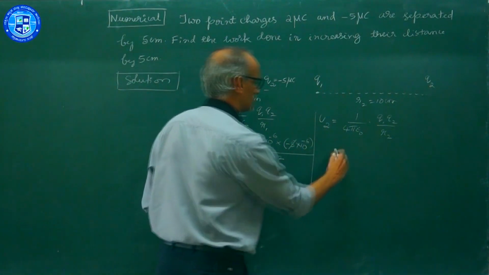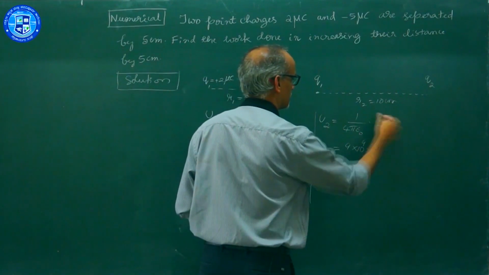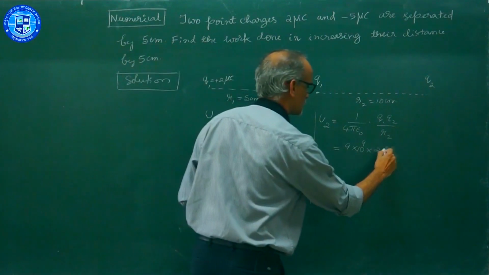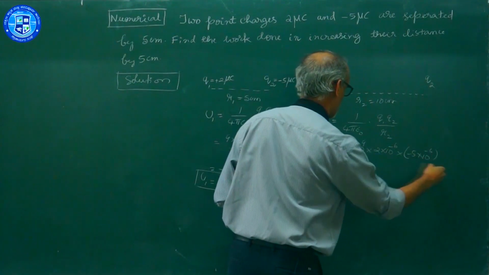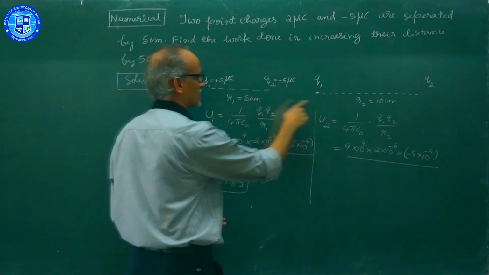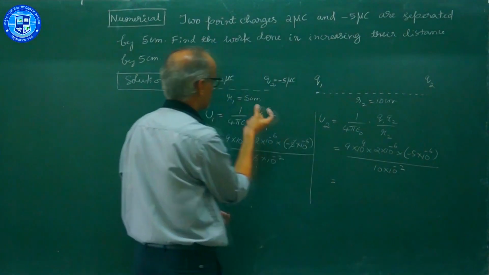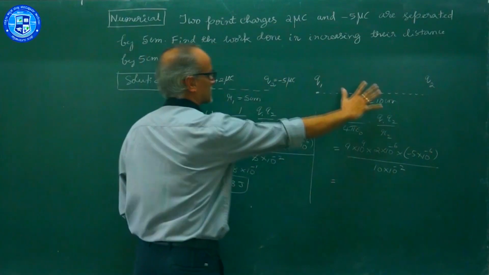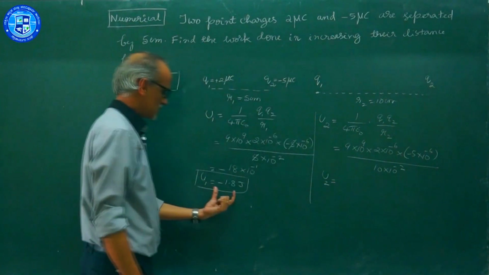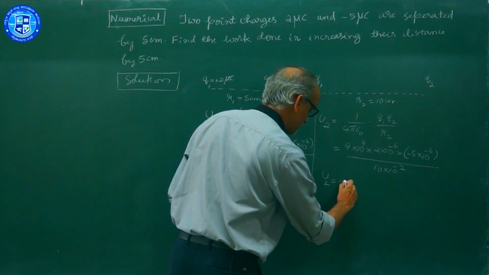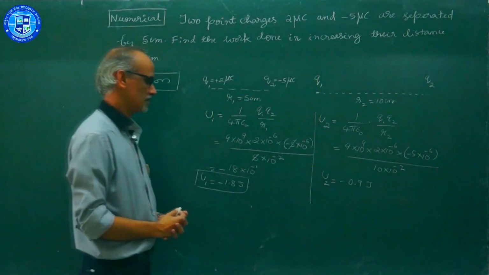Let us calculate the new energy. That is 1 by 4 pi epsilon naught, 9 into 10 to the power 9, into the product of the charges, which is 2 into 10 to the power minus 6 into minus 5 into 10 to the power minus 6, divided by R2, which is 10 into 10 to the power minus 2. As you can see here, when the distance is doubled, because the rest of the factors are the same, this energy is half. So we can very easily write, if this is the initial energy, half of it is minus 0.9 joule. That is the answer.